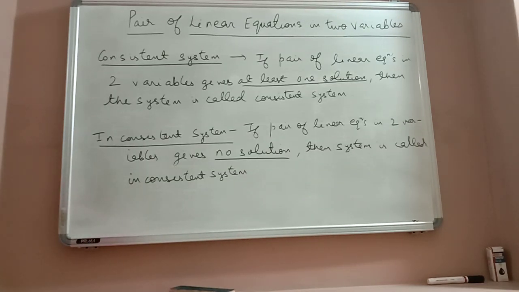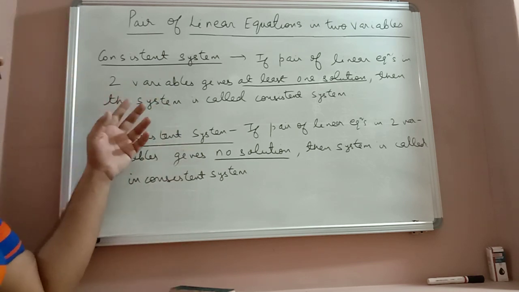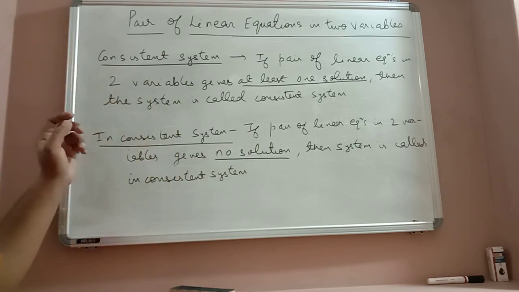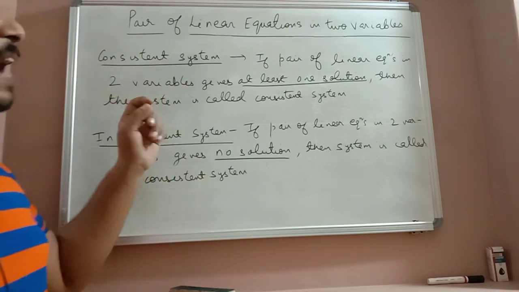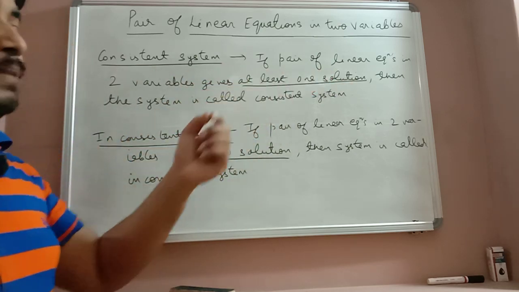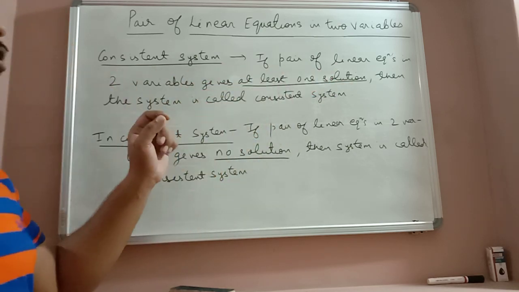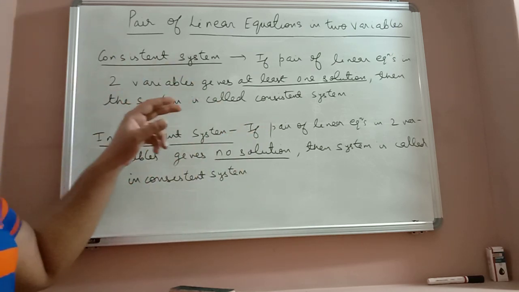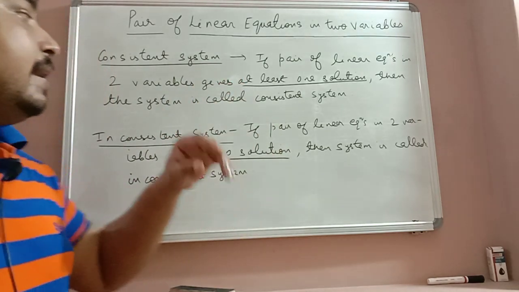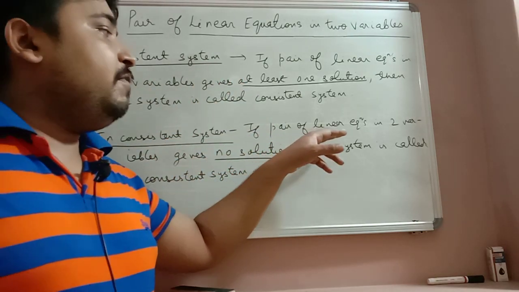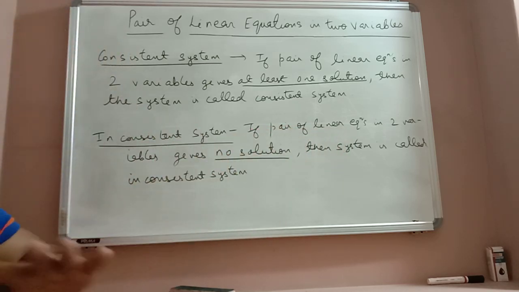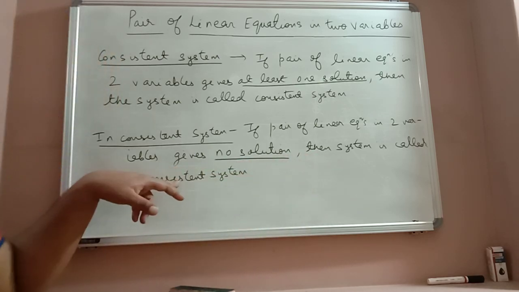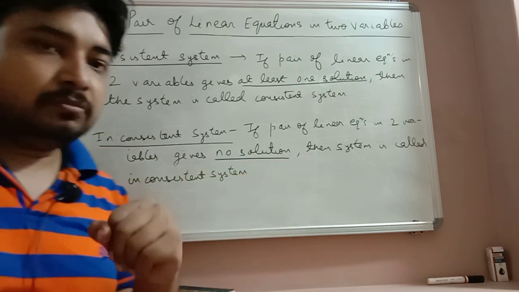Okay, now let's discuss the consistent system of linear equations in two variables and the inconsistent system. If the pair of linear equations gives at least one solution, meaning there is one solution or more than one solution on solving these two equations, then the system is known as a consistent system. Else, if the pair of linear equations in two variables gives no solution, meaning there is no solution on solving the given pair of linear equations, then the system is called inconsistent.